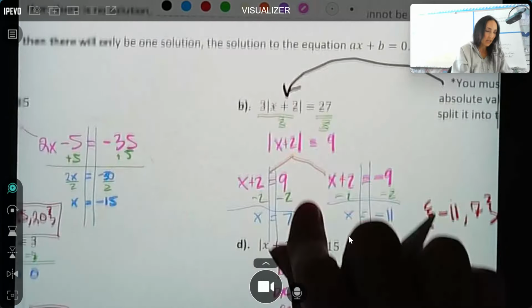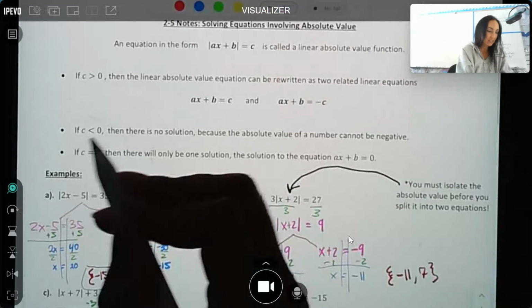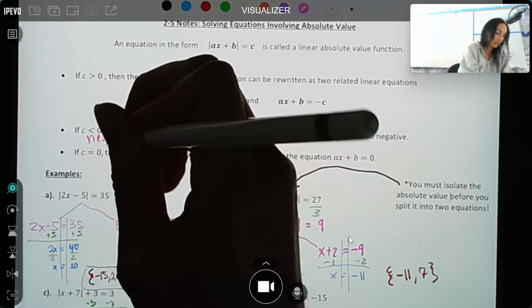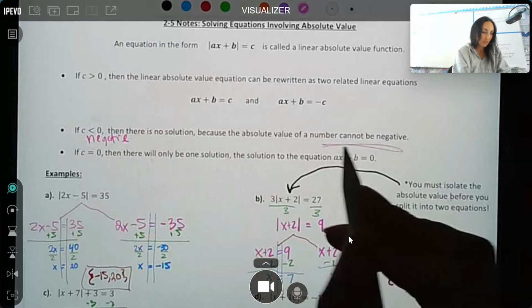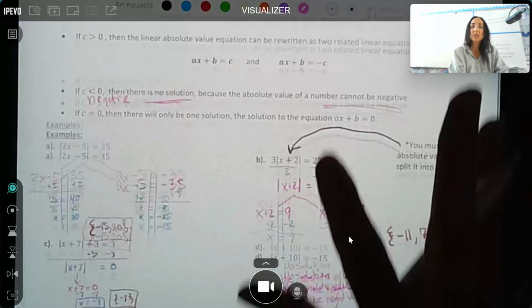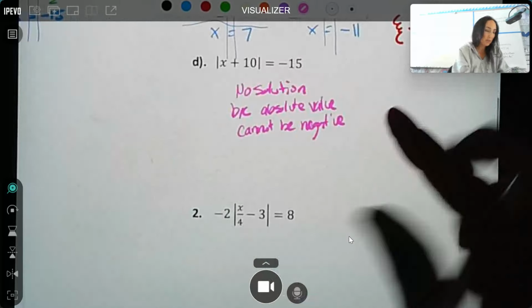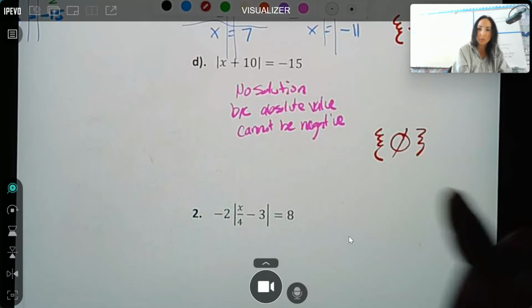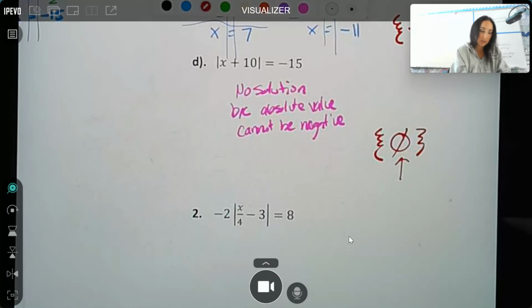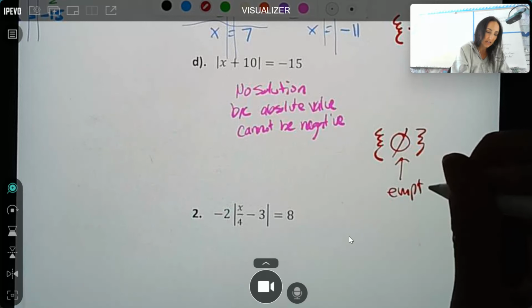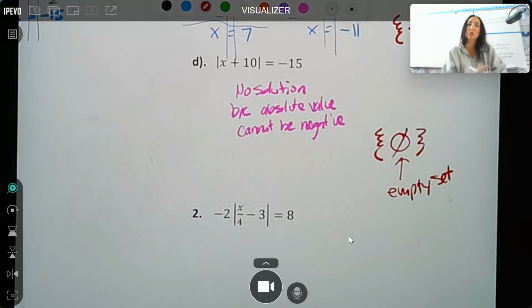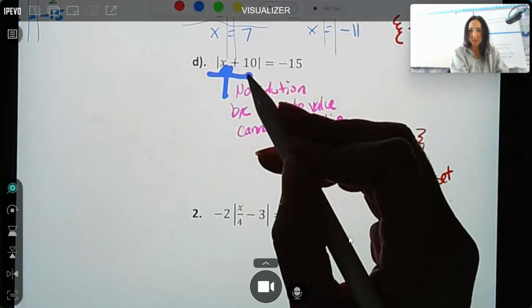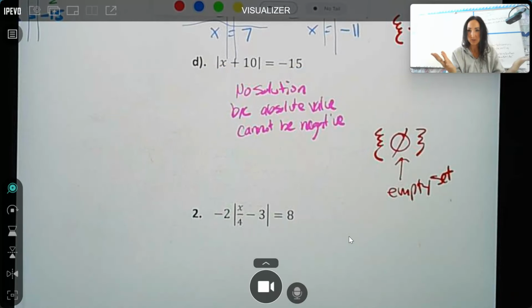And so it does say up here, if C is less than 0, and maybe I'll put a note here, meaning if C is negative, then there's no solution. So no solution. And if I was to write that in set notation, I would put this symbol, like an O with a slash through it, and it means empty set. It means there are no numbers in the solution set. There is no number I could plug in for x and have the absolute value be negative. Absolute value cannot be negative.